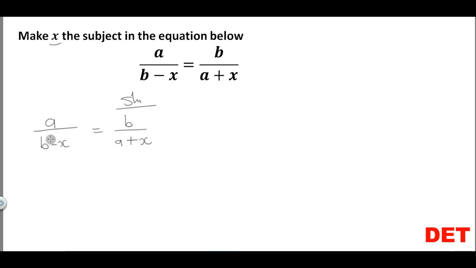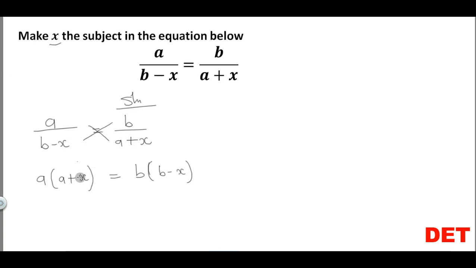All right. So since I have a single fraction here and I have a single fraction on the right side of the equation, the first thing I would do is to cross multiply. When I cross multiply, this a will multiply a plus x. So a times (a plus x) will be equal to b times (b minus x). All right.